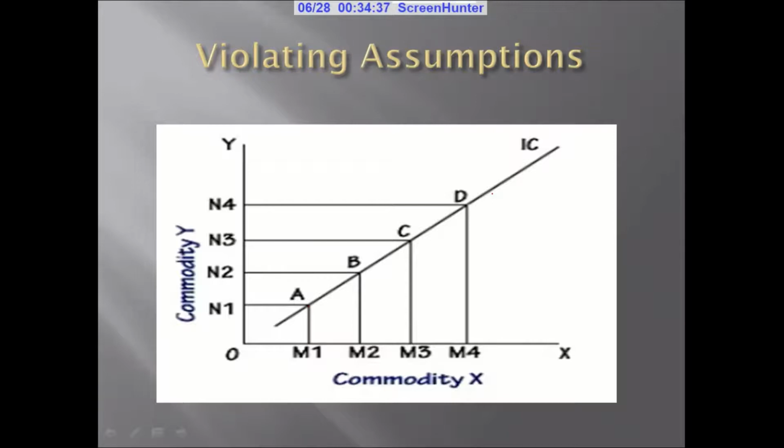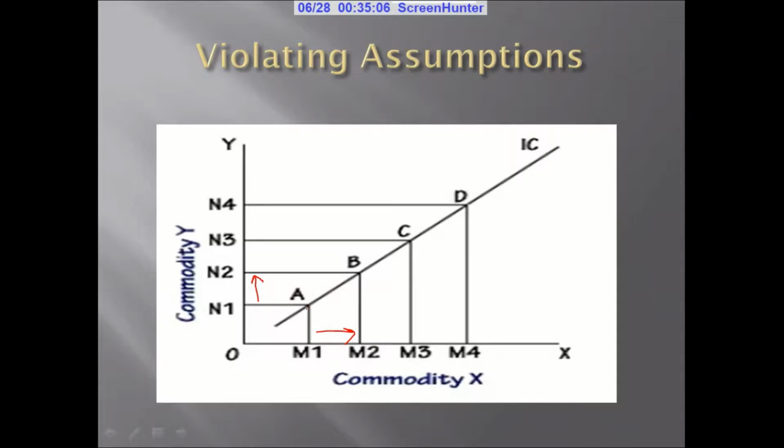If the preferences are well behaved, then the upward sloping IC is not possible. We assume that both goods are goods. If both goods are good, it means that the individual must move to a higher indifference curve when the consumption of any commodity increases. But here we can see that the consumption of both commodities is increasing, but the individual remains on the same indifference curve.